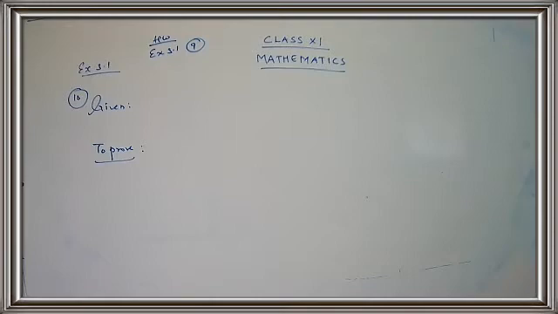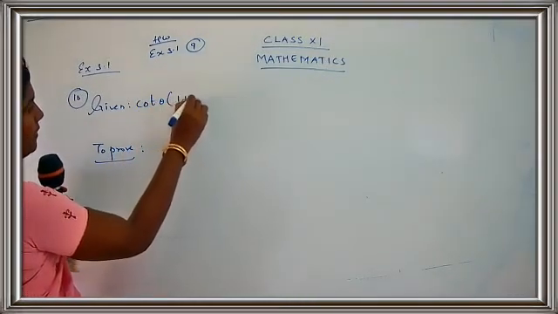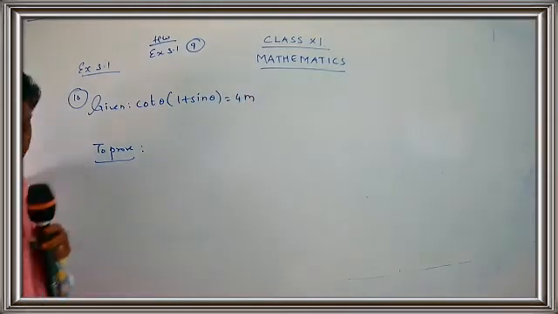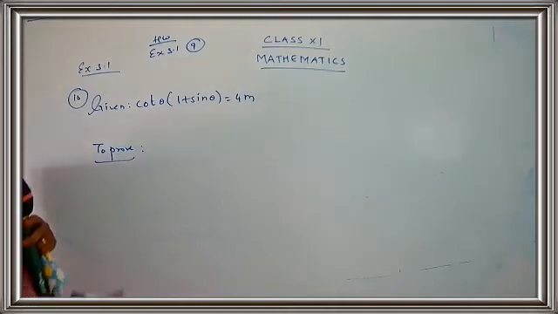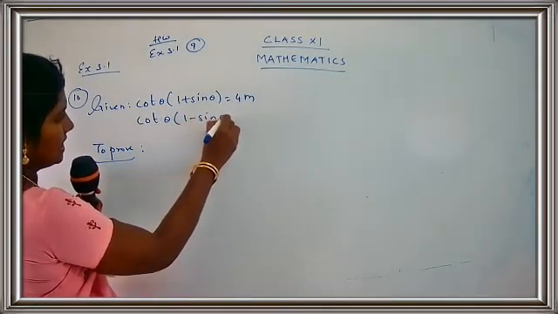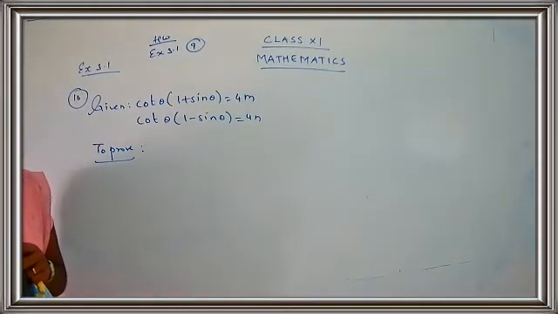Okay. So what is the given part for sum number 10, children? Cot theta into 1 plus sine theta is equal to 4m. Yes, children? So cot theta into 1 plus sine theta is equal to 4m. Then cot theta into 1 minus sine theta is equal to 4n. This is what is given to us.